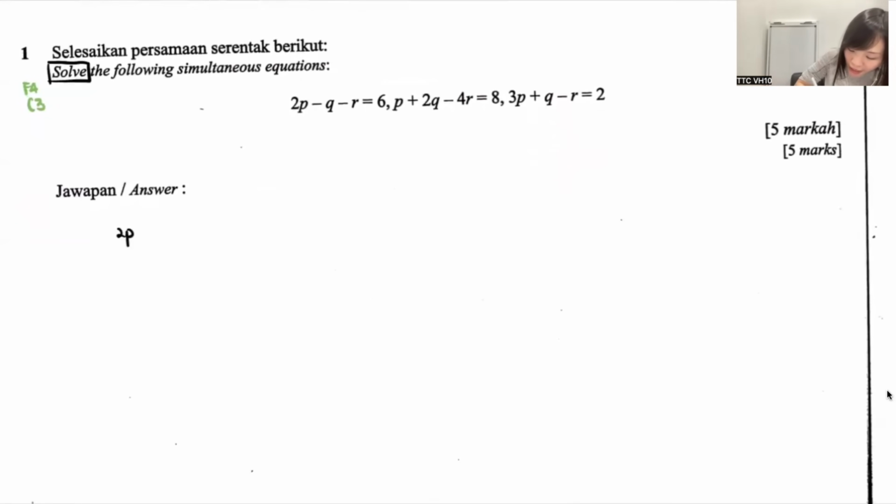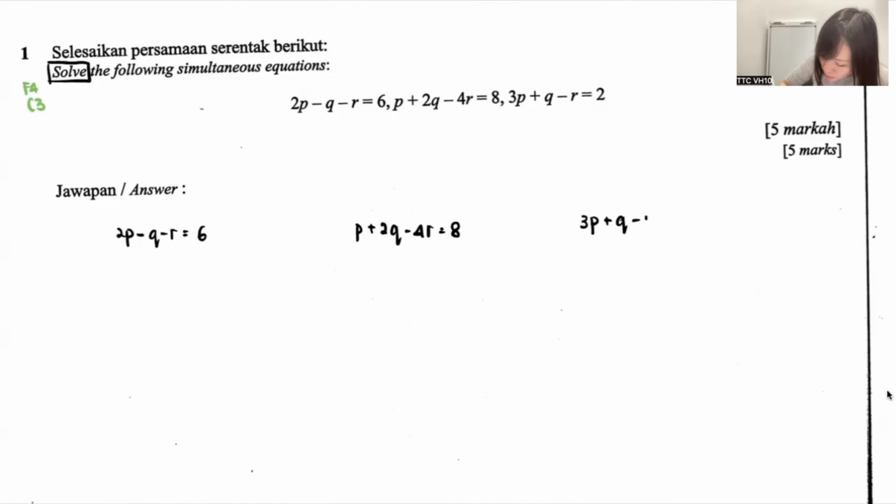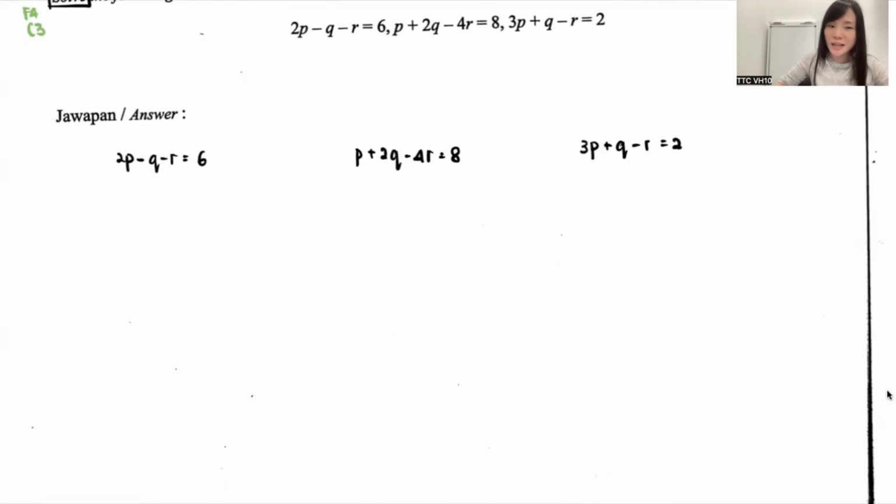So normally I like to write out all the equations separately. I don't like them squeezed together, a bit OCD. So this is what I can write out. For that particular chapter, from Form 4 Chapter 3, you can use the substitution method or the elimination method. Normally my students use the substitution method more, so I will use the substitution method as well.